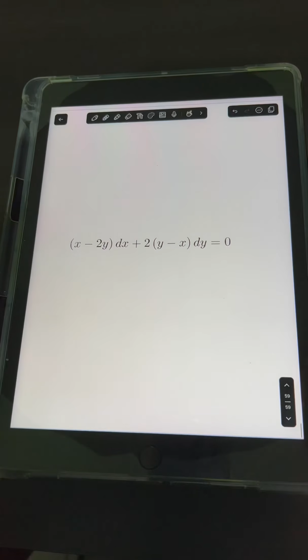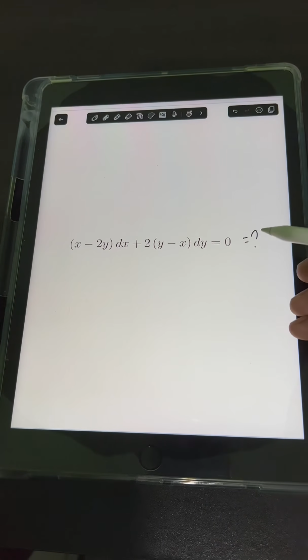Okay, now it's your turn. So try to solve this differential equation and just comment your answers.